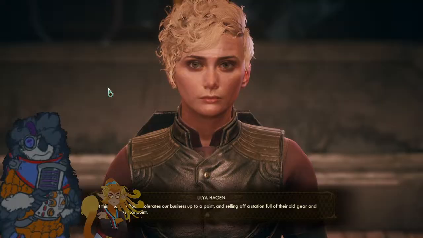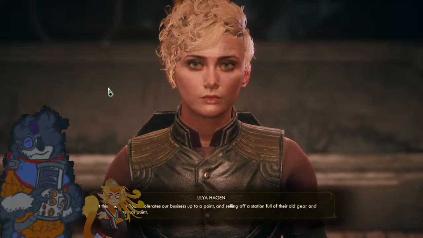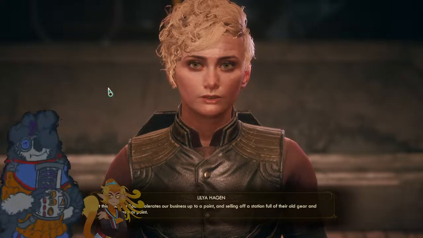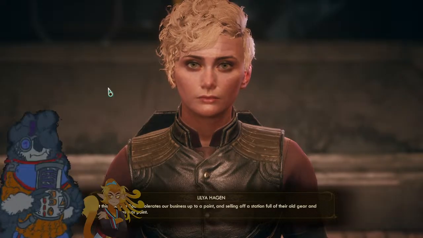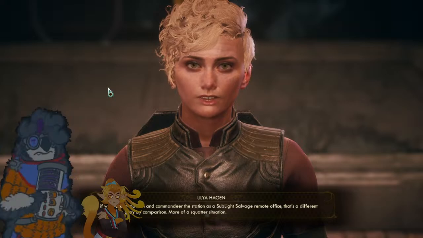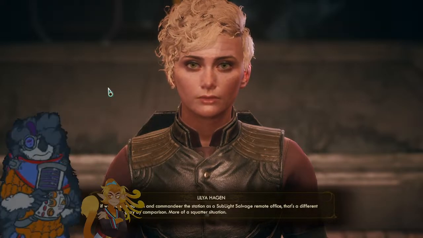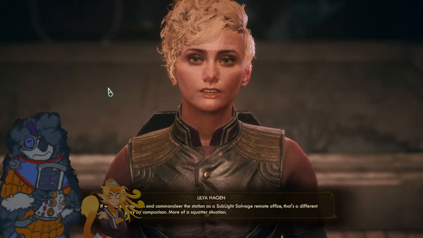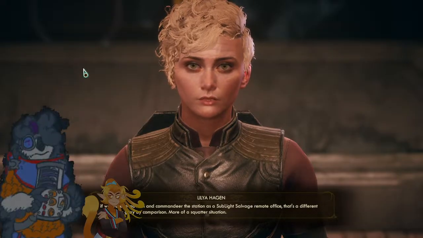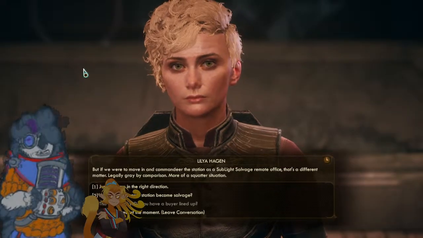Not this time. The board tolerates our business up to a point, and selling off a station full of their old gear and terminals crosses that point. But if we were to move in and commandeer the station as a sublight salvage remote office, that's a different matter. Legally gray by comparison. More of a squatter situation. I like it.